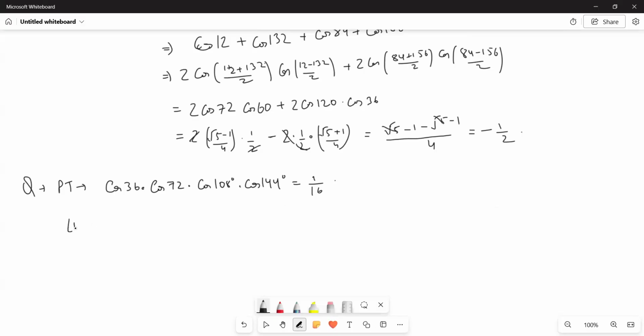So we start with the left hand side. Cos 36, cos 72. That is fine. Now, what can you write cos 108 as? 90 plus 18. And cos 144 as 90 plus 54. What is the value of cos of 90 plus theta? Allied angles.